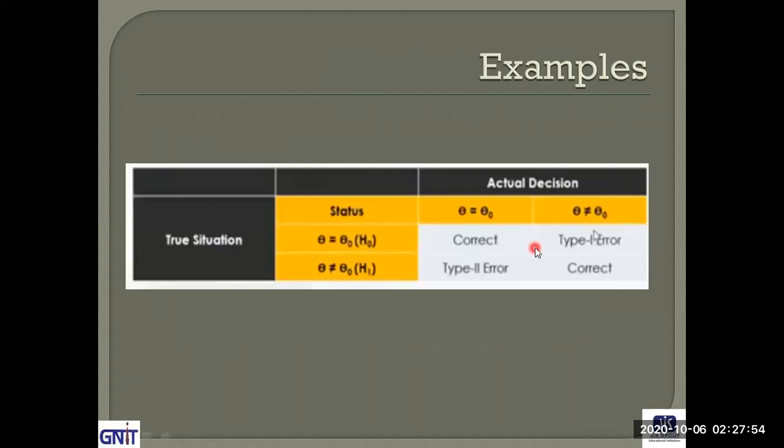So if we just reverse the column and row, then we will find the status theta equals theta naught, that is your null hypothesis. So for this, it is correct. This is type 1 error. And this is the alternate hypothesis. This is type 2 error. This is correct. Actual decision is the correct decision.